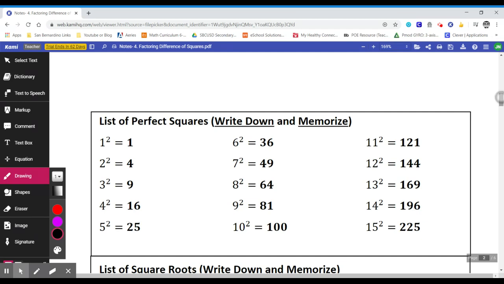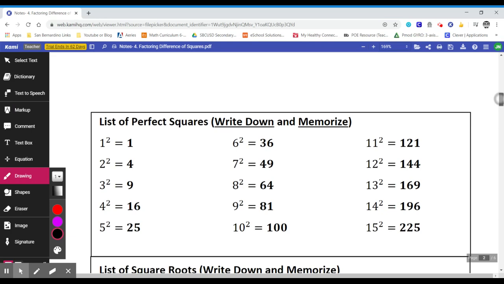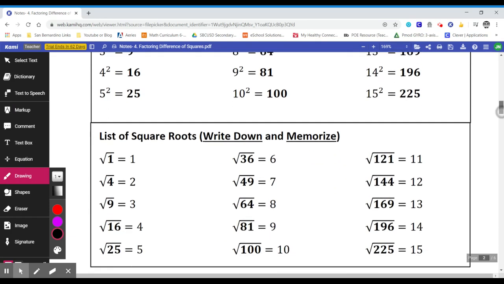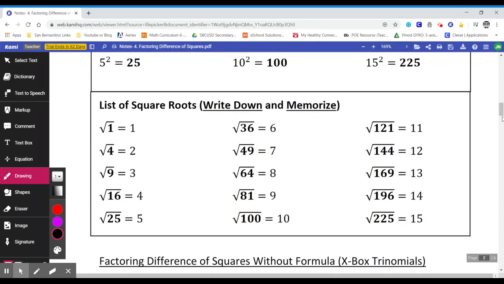Okay, now that you have that, you also need to know the square roots. And the square roots are basically just the sides of the square. So it's like we're going opposite. So the square root of 1 is 1 because 1 times 1 will give you 1, right? The square root of 4 is 2 because 2 times 2 would give you 4. The square root of 9 is 3 because 3 times 3 would give you 9. The square root of 16 would give you 4 because 4 times 4 is 16.